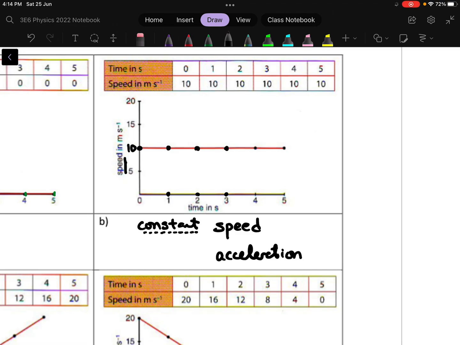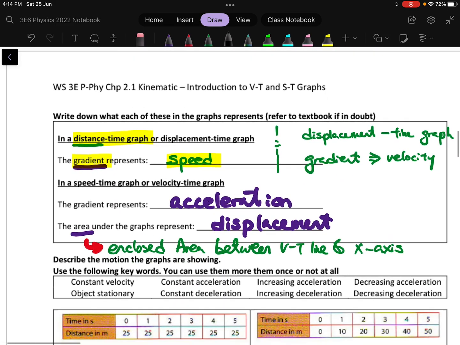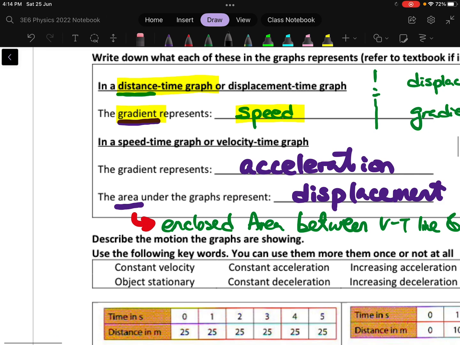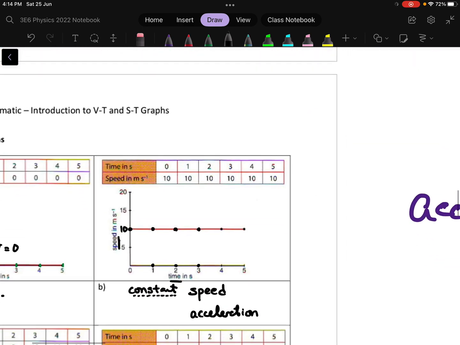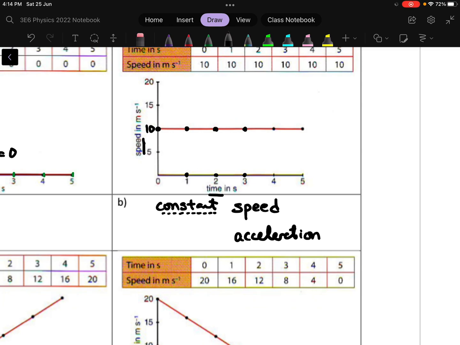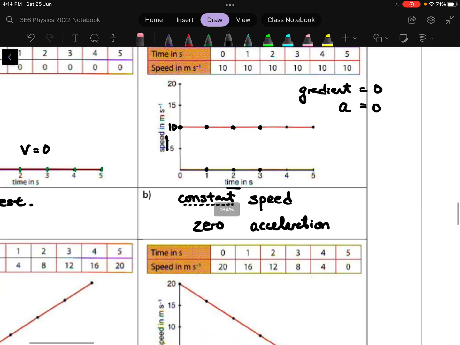Well, this is a speed time graph. So in a speed time graph, if you go back up on top here, the gradient actually represents the acceleration, right? So for a velocity time graph or speed time graph, if you want to describe the type of acceleration, you can do the same thing by analyzing its gradient. So in this case, the gradient is 0. So what can you say about the acceleration? It is 0 as well, right? So it has 0 acceleration. Simple, right? Yeah.